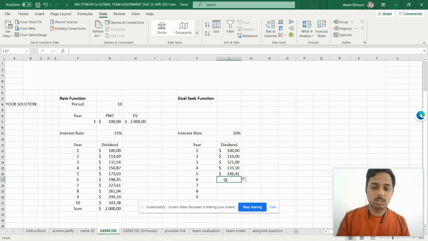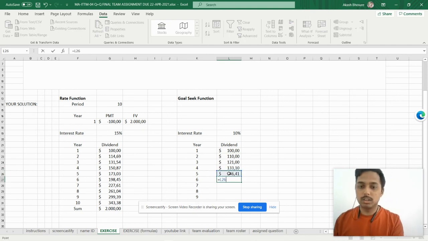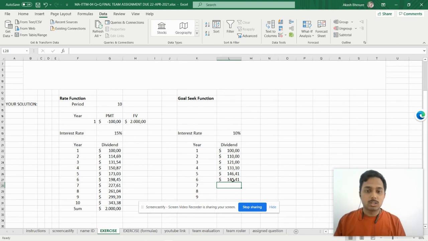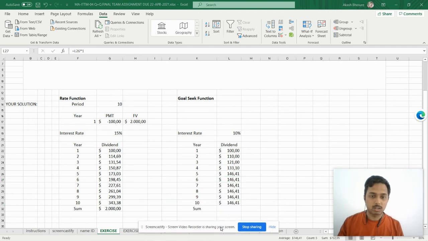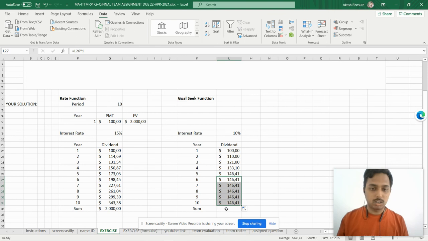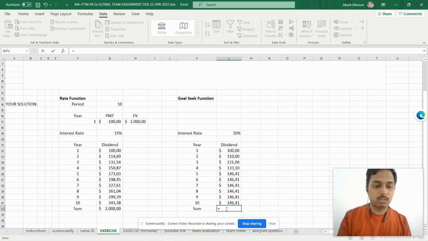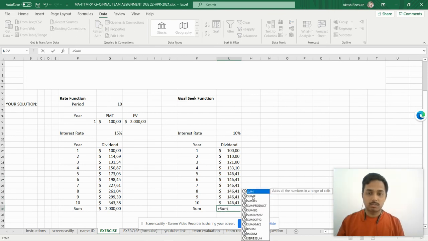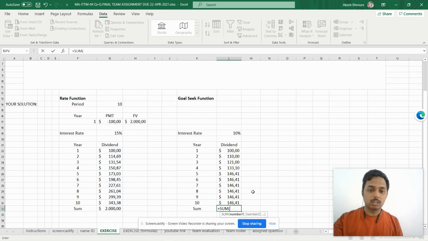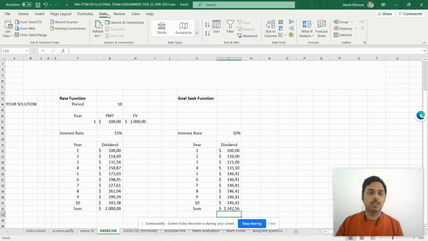The dividend remains constant, so it equals the previous dividend times 1. So the dividend remains constant till the 10th year. The sum of these dividends we calculate using the SUM function. We get 1342.56.